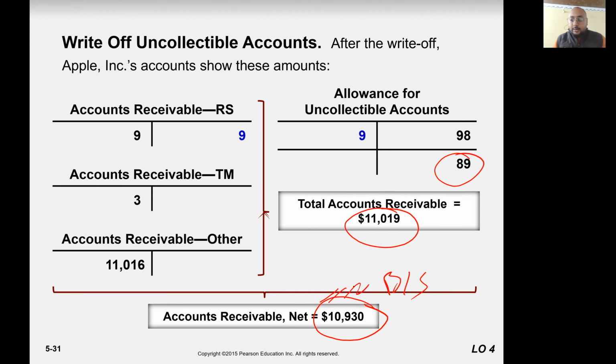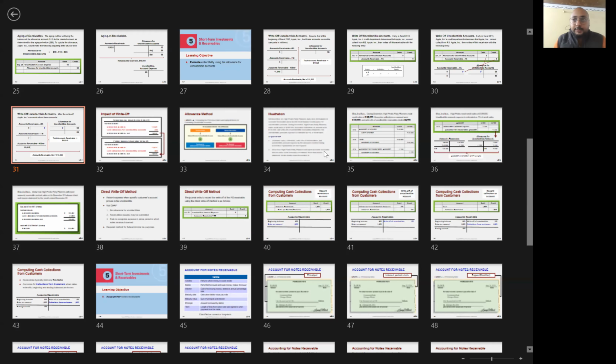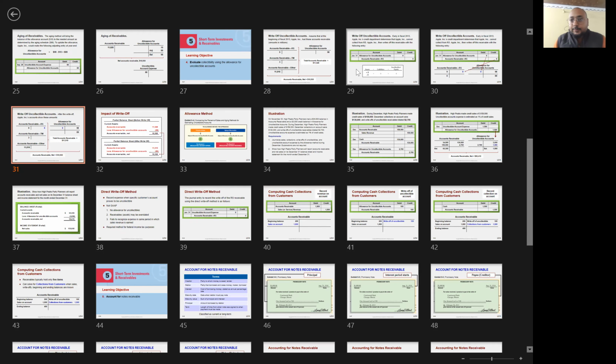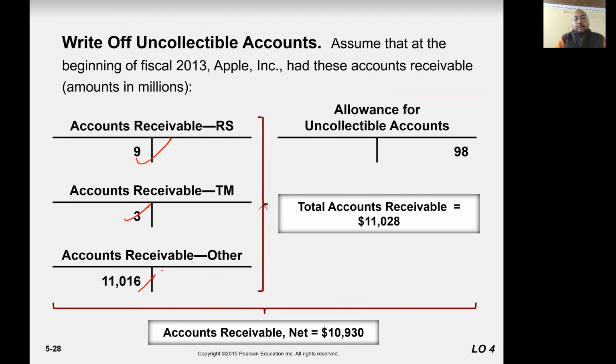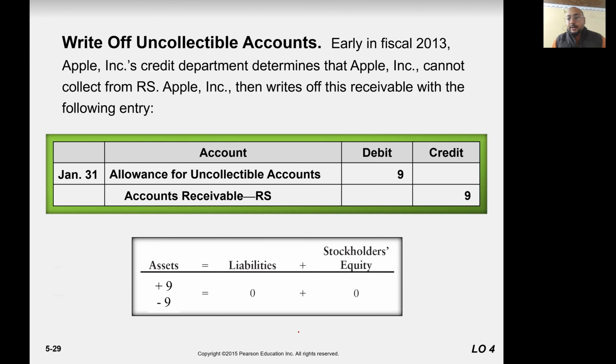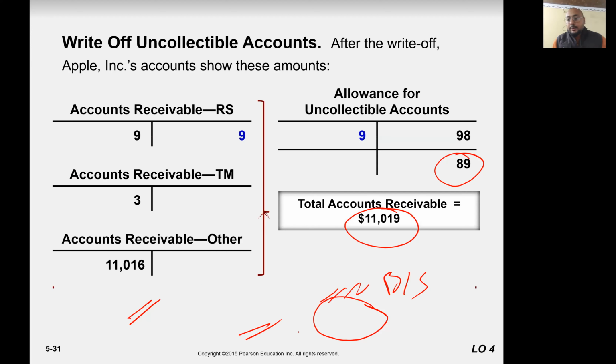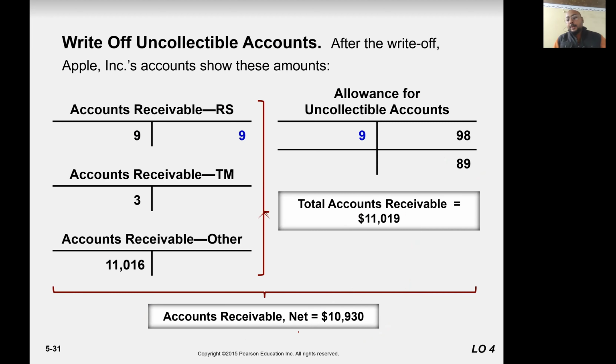So if you compare here, before writing off and after writing off, this amount is the same. Before writing off, we have total accounts receivable 11028, and we have allowance 98. So net of 10930. After we charge the actual write-off to accounts receivable, the amount is again the same. Net accounts receivable is not disturbed.